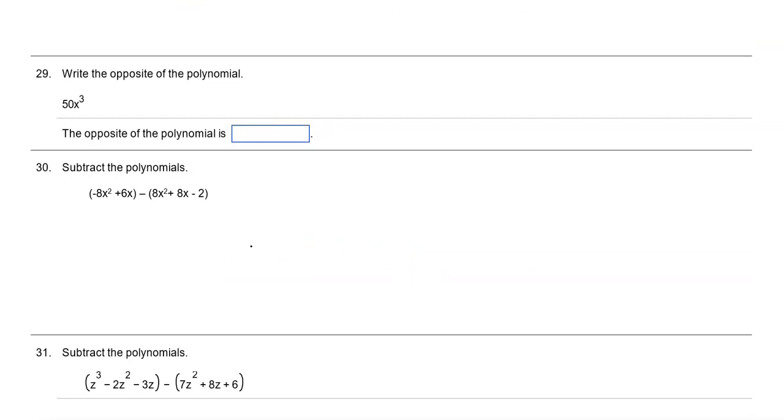Write the opposite of the polynomial. We have 50x to the third, and of course the opposite of that is a negative 50x to the third. And for the next question, let's use the column method here as well.